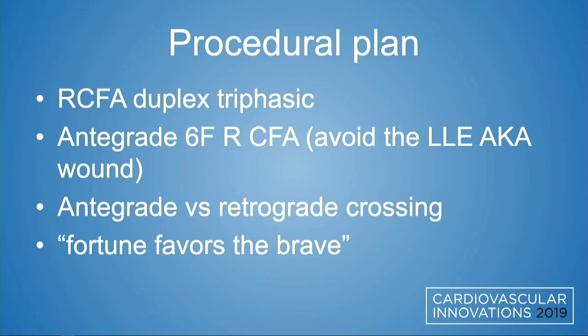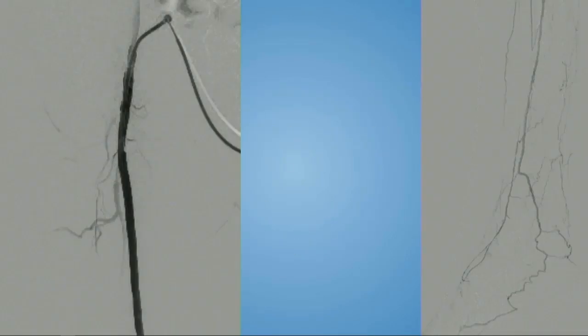And so our plan, we did a duplex of the lower extremity. The CFA was open with a triphasic waveform, demonstrative likely of good inflow. And then there's severe popliteal disease that we will see. So the goal was to go antegrade in the right CFA, and fortune favors the brave as we see what we'll see. So I show you above and below, and then we'll show you what's in the middle next.